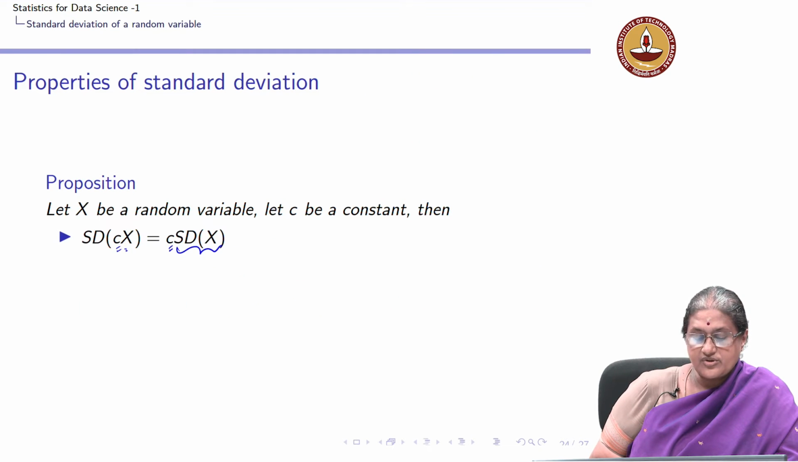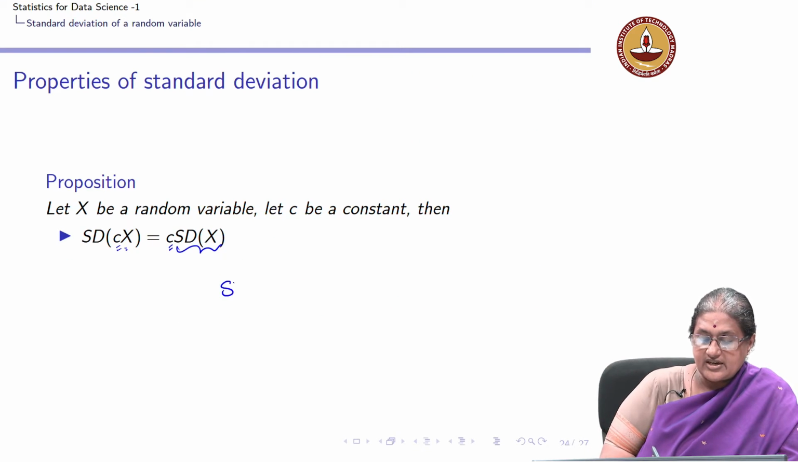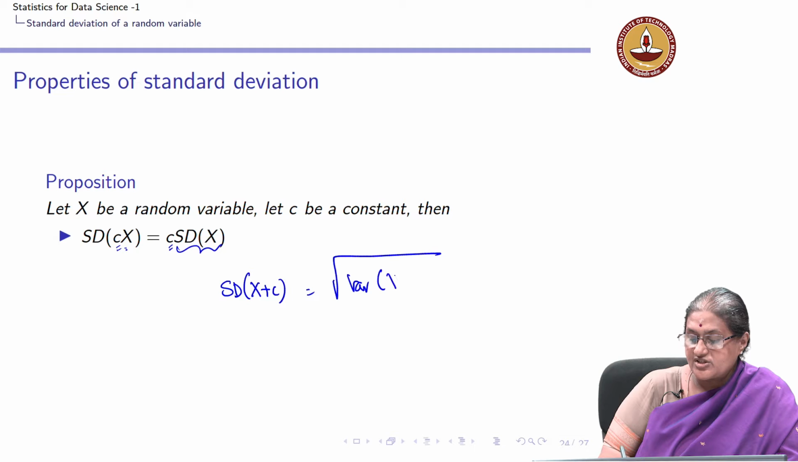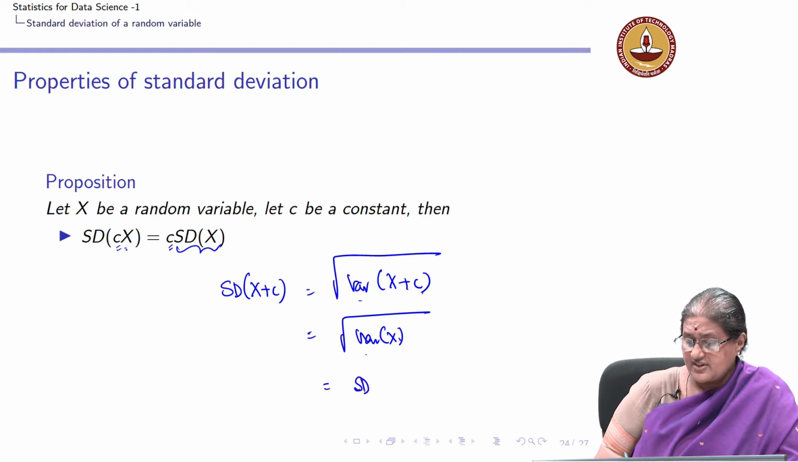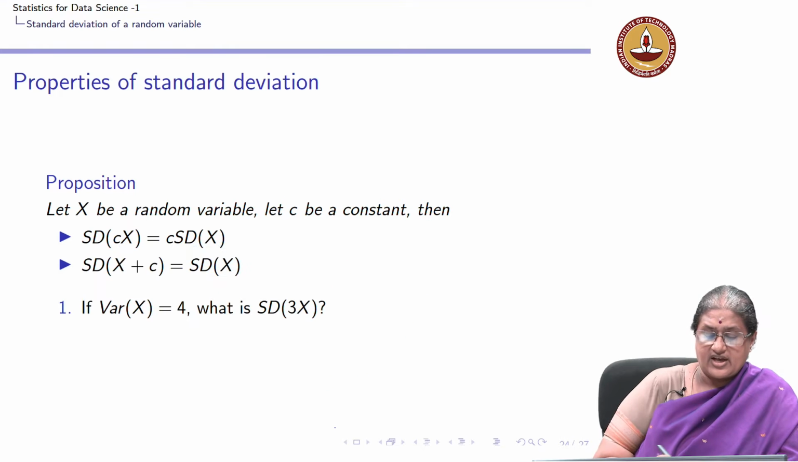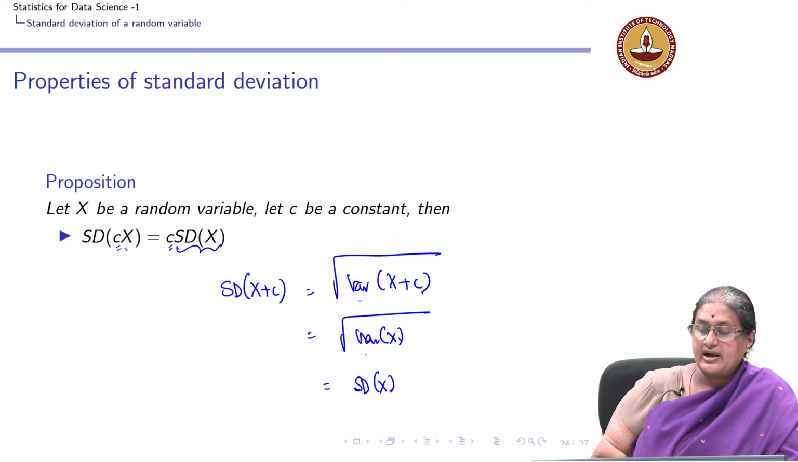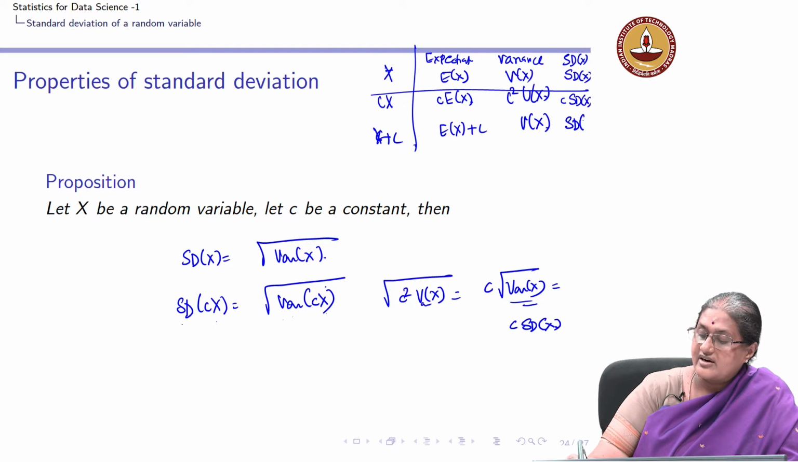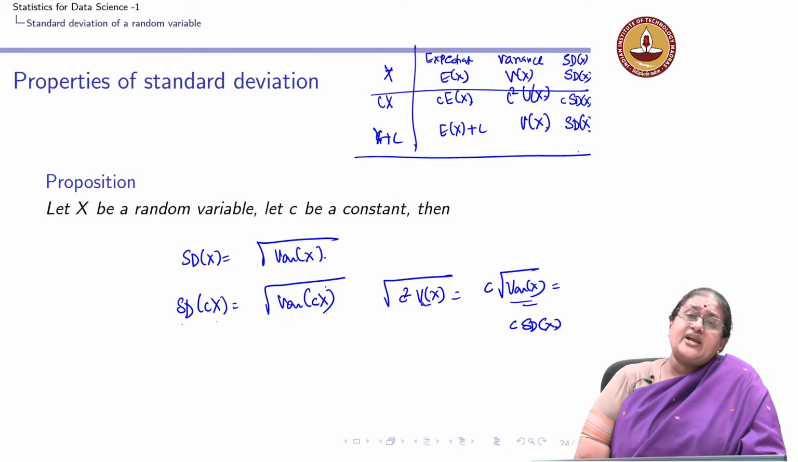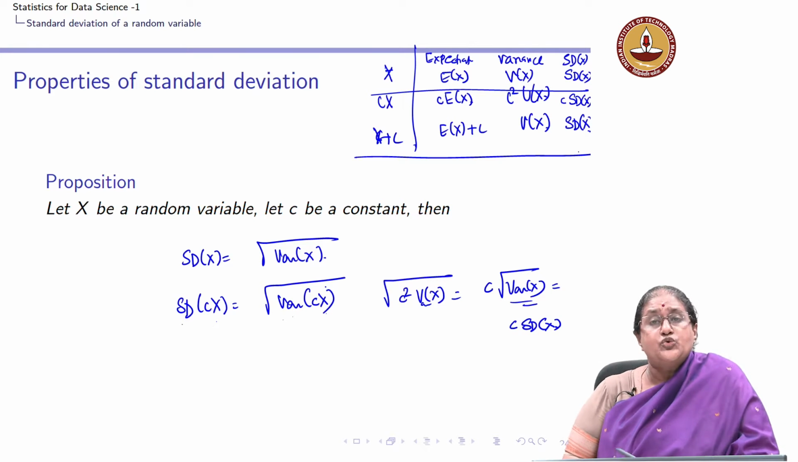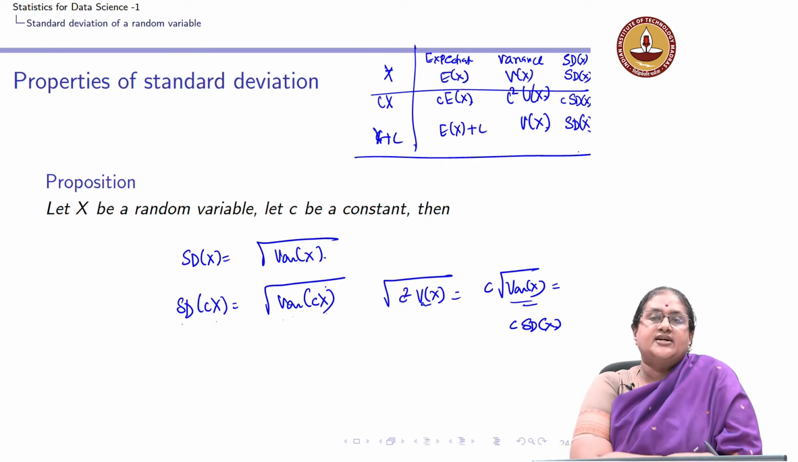The next thing which we need to see is what happens to the standard deviation of x plus c. This is going to be the root of the variance of x plus c, which is the same as the root of the variance of x, because the variance of x plus c is the same as the variance of x, which gives the standard deviation of x. So, the standard deviation of x plus c is the standard deviation of x, and I can complete the table by writing standard deviation of x here. Now, these properties are very useful for me to compute certain formulas.